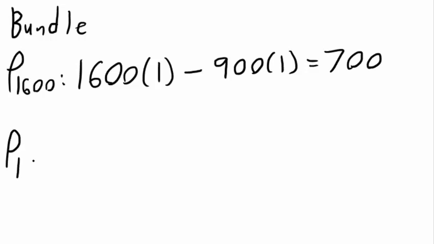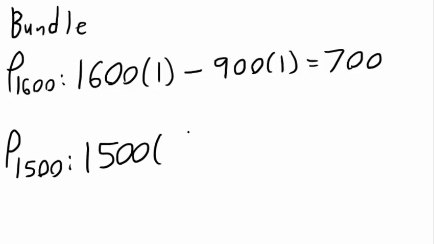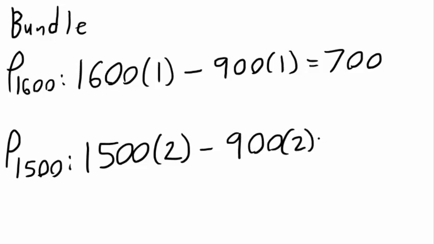Next, we want to look at our price if we were to set it at 1,500. And so we would set our price at 1,500, and two consumers would be willing to buy this bundle at the price of 1,500. So the consumer that has their maximum willingness to pay at 1,500 and the consumer that has their maximum willingness to pay at 1,600, so a quantity of 2. And then subtracted by our marginal cost of 900 times 2, which is our quantity. And we get a profit of 1,200.